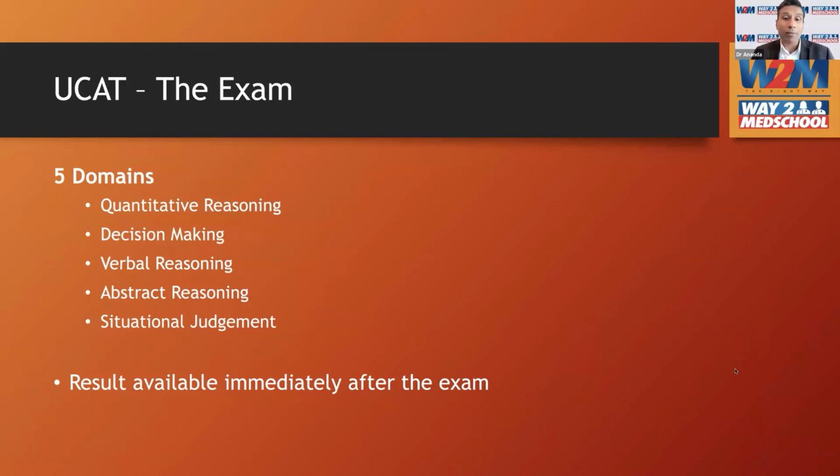And then the results will be available immediately after the exam, just like your driving test. And I hope that the result will be good for everyone taking part in this program.